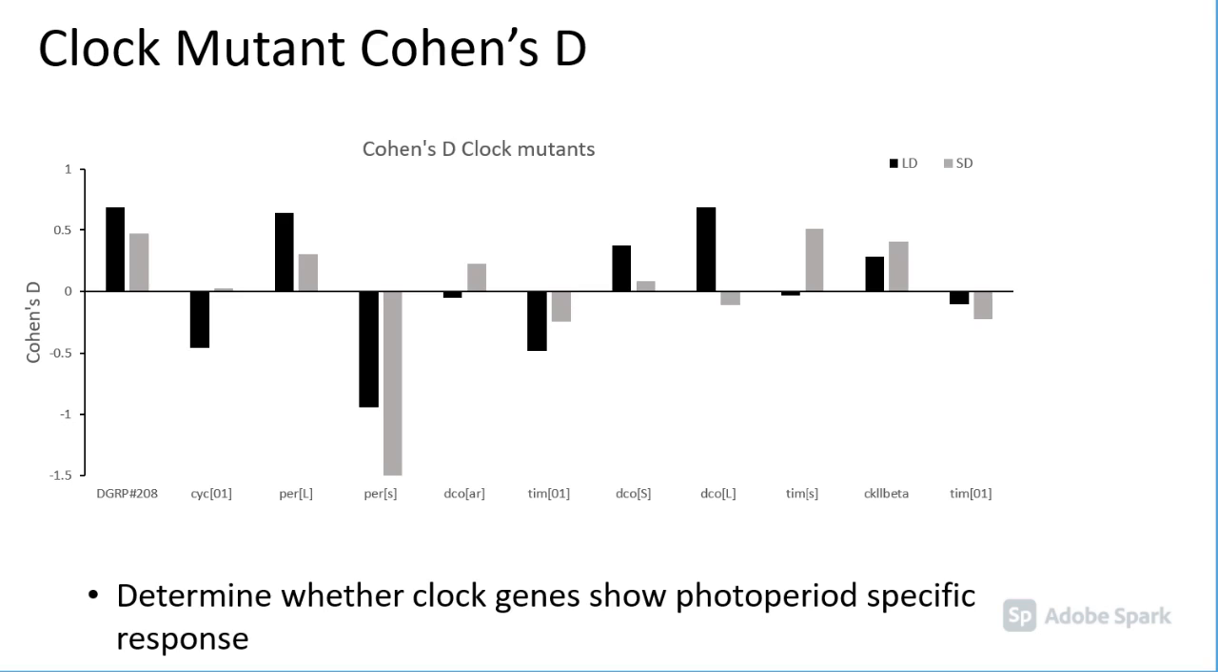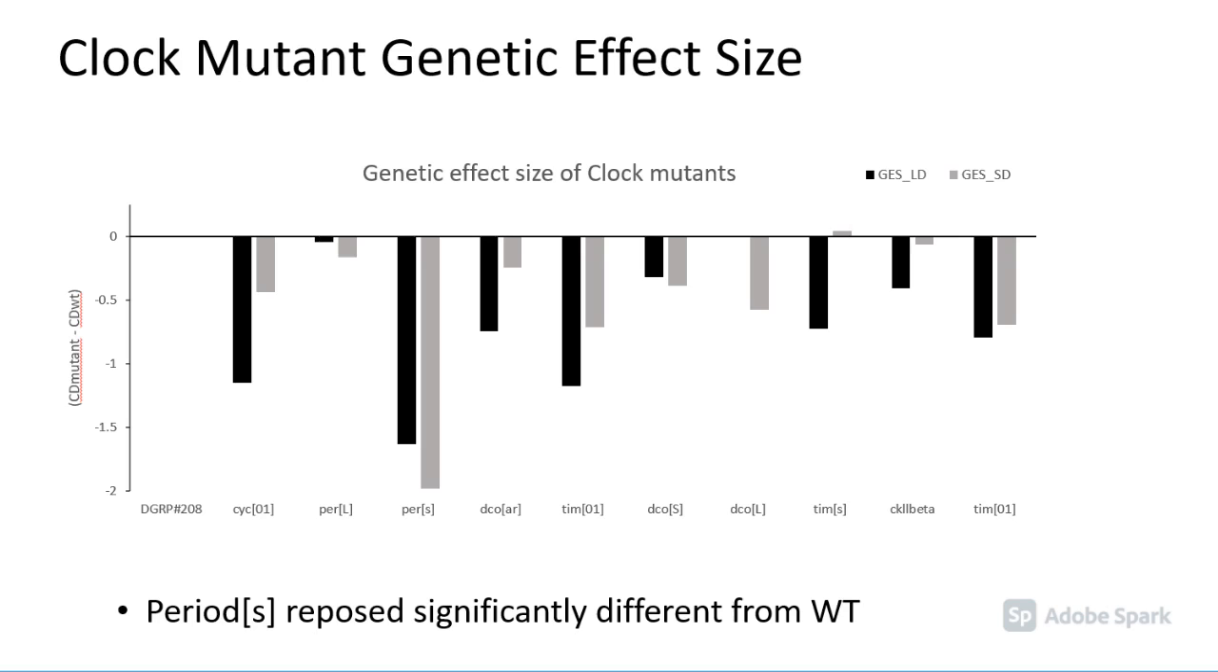Next, we tested the hypothesis of whether well-known circadian clock genes would be involved in photoperiod response. After performing a CCR assay, we found that compared to the wild type, the clock genes showed a photoperiod-specific response. The genetic effect size showed that, compared to the wild type, period short showed a significantly differential response.